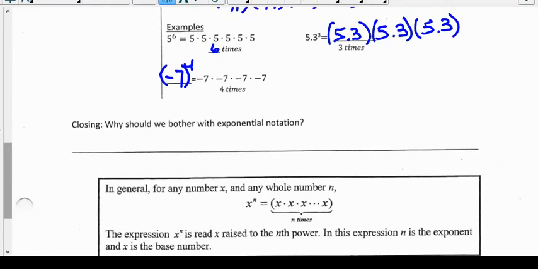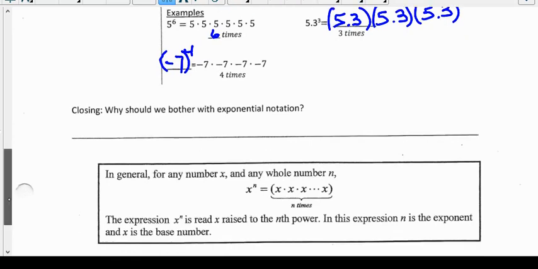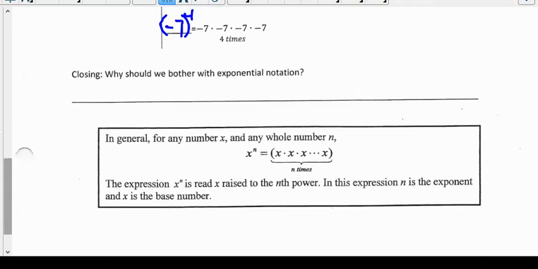Okay, so if we close this, why would we bother? Why do we even do this? What do you think the advantage is? Well, think about when you learned multiplication. What was the advantage, right? Well, it saves a lot of space for writing, doesn't it? So it saves us space on our paper. And it's also going to save us time, save space and time.